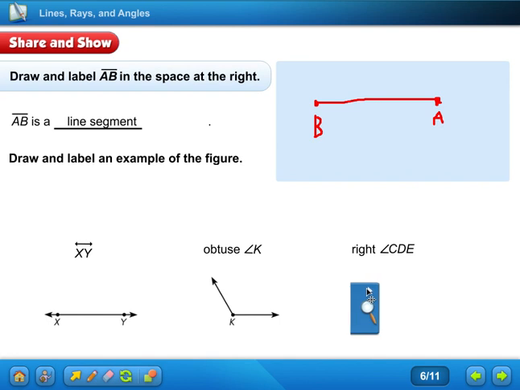Try it first. C, D, E. Does yours look like that? All right, perfect if it does. If you guys have any questions, let me know. Nice job.